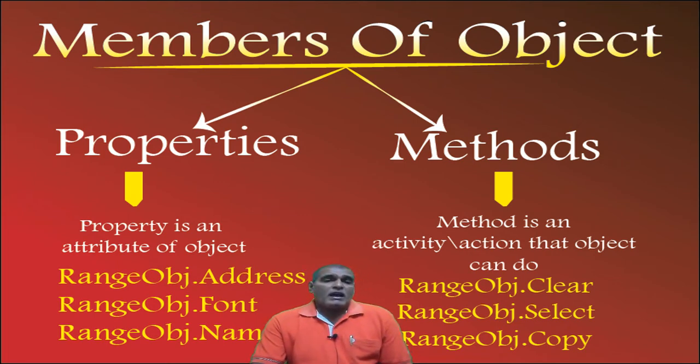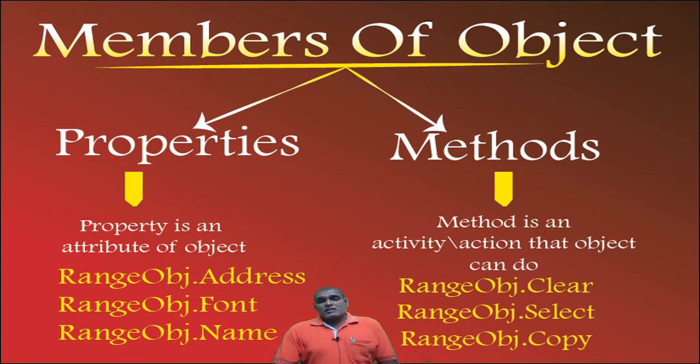In property, attribute means name, address, font. Range object dot clear, select and copy. All these are methods of an object. All these are actions which are going to be performed by the application.